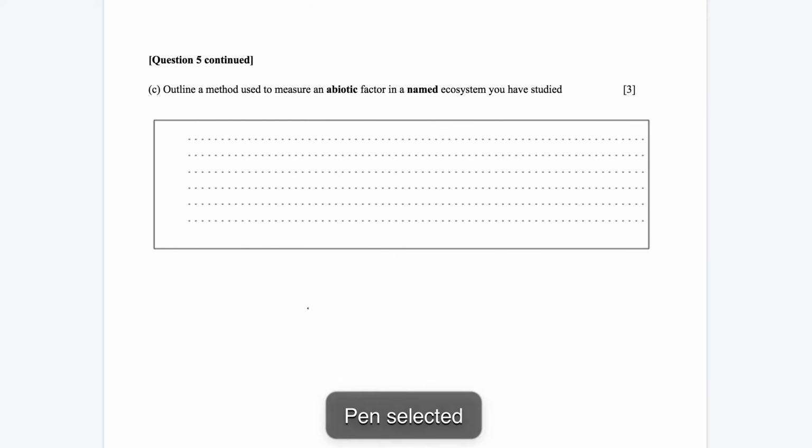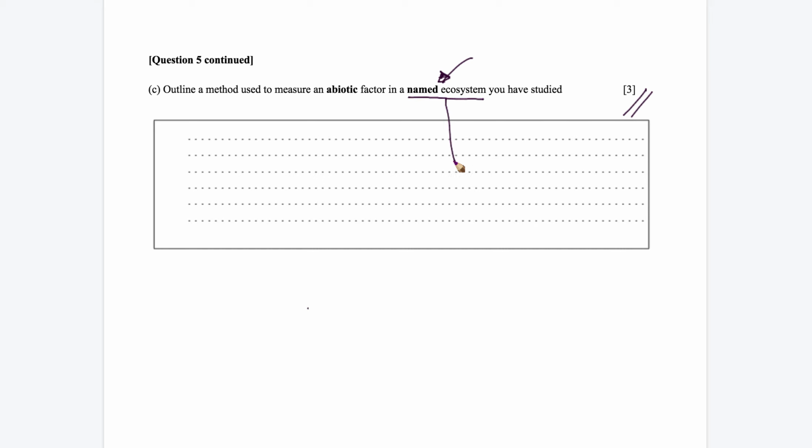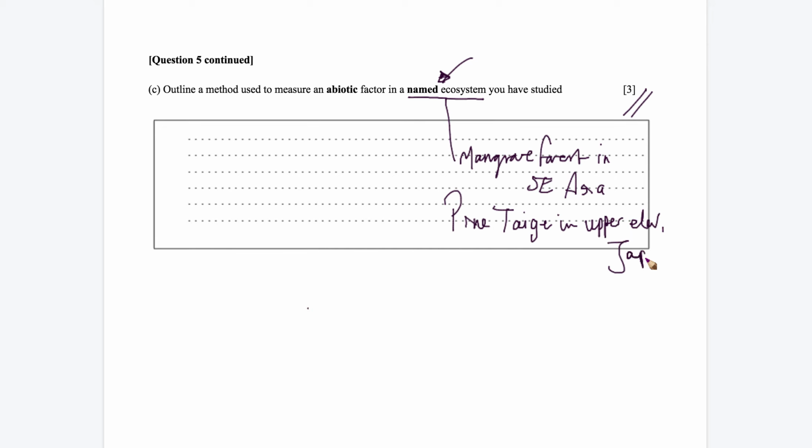Okay, outline a method for measuring an abiotic factor in a named ecosystem you have studied. Three marks. I know the named ecosystem might be a bit hard, but you need to pick one. For example, mangrove forests in Southeast Asia, pine, taiga, in upper elevation Japan, right? That's our forest.